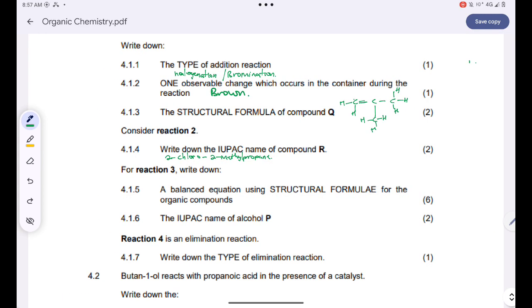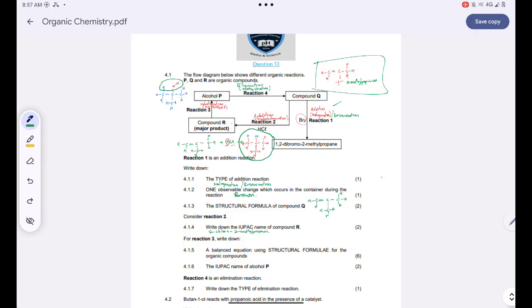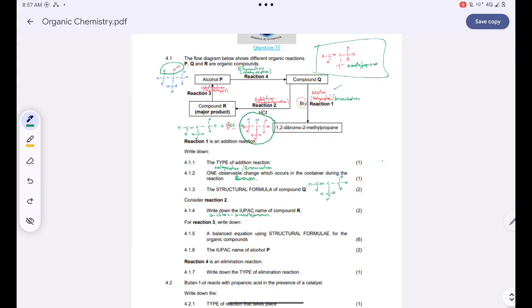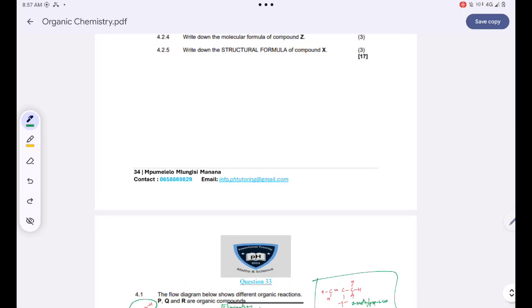Okay, and then now let's go to reaction 3. Using a balanced equation, write down the balanced equation using structural formula for the organic compounds. Okay, they want us to write down the balanced equation for reaction 3. Remember that reaction 3, guys, is hydrolysis, right? You are moving from a haloalkane to form an alcohol. So that reaction will simply look like this.